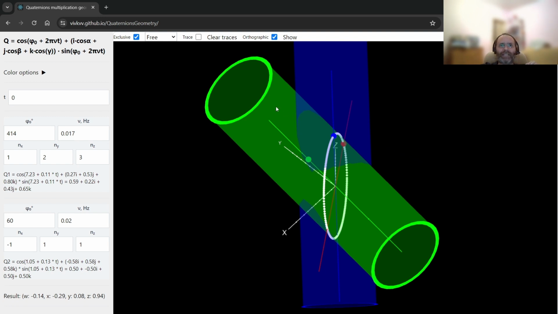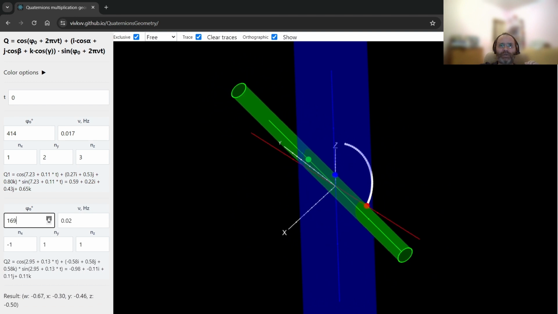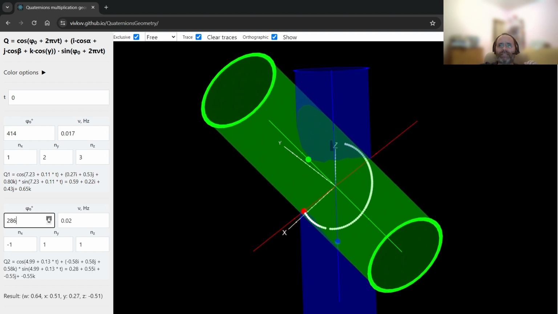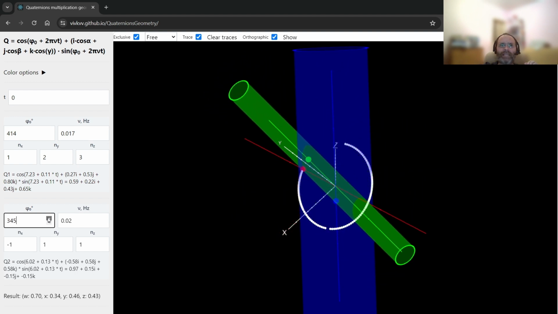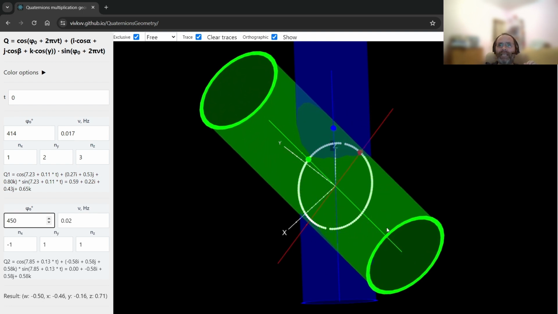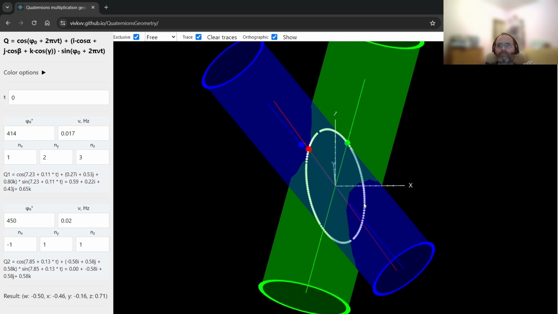Now let's clear the trace and change the angle of the other quaternion. And look, now the resulting quaternion describes an ellipse on the surface of the blue cylinder, meaning again the trail is located within some plane, and this plane, when intersecting with the blue cylinder, gives an ellipse. Here we have a direct physical phenomenon, and we need to explain it.